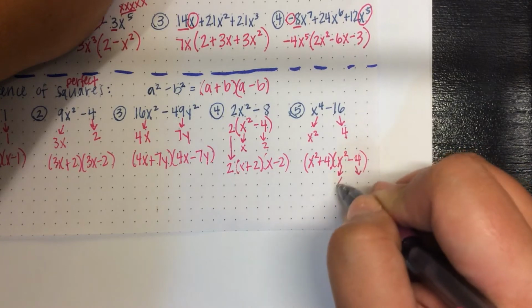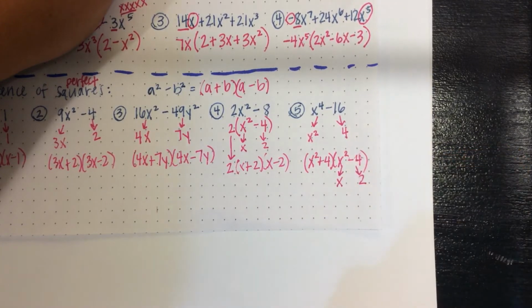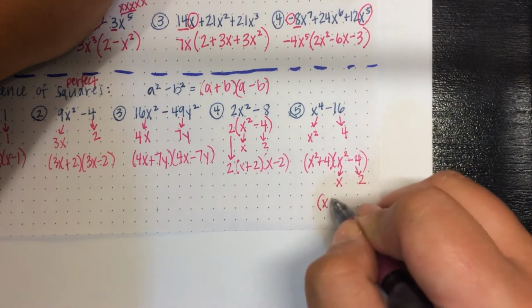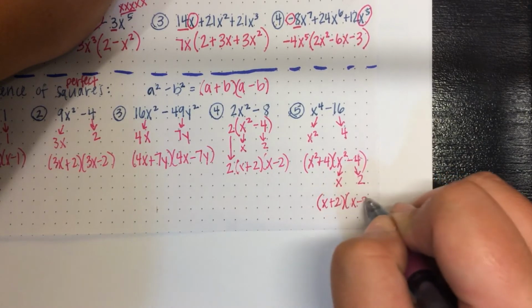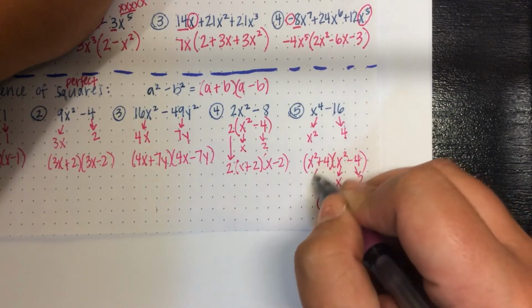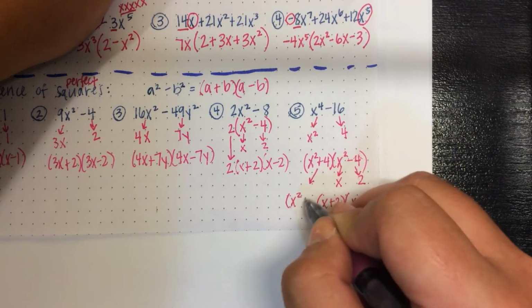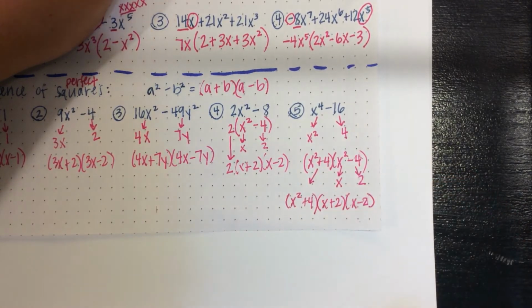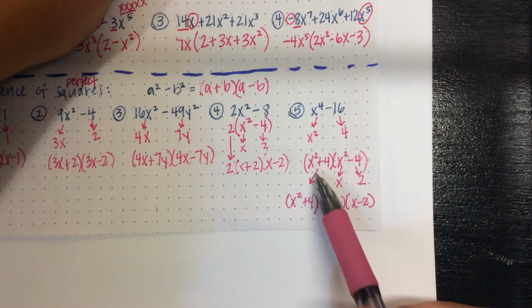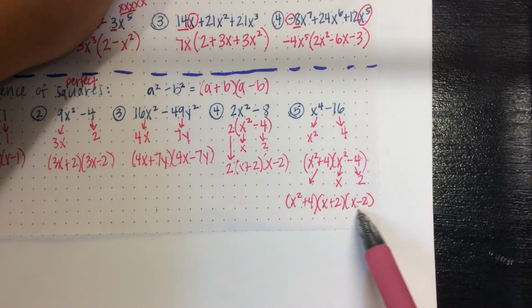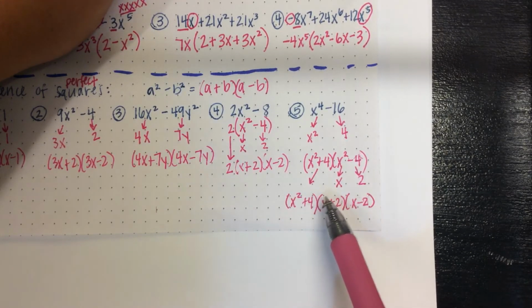So the square root of x squared is x, 4 is 2. So this part becomes x plus 2, x minus 2. And then I got to bring down my first parentheses, x squared plus 4. All right, so this is a factored form, but completely factored is down here. All right, so you've got to make sure if I get down to x to the first power, I don't have to worry about it.